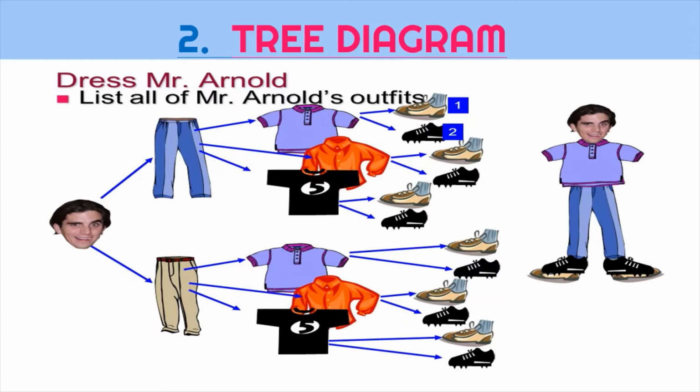Okay, this is an example of the diagram. Dress Mr. Arnold. So list of Arnold's outfit. This is Mr. Arnold. So he has 2 kinds of pants. Then, pwede niyang i-partner sa tatlo niyang klaseng pants or shirts. Then, shoes. So, pwede siyang mamili kung ano yung ipapartner dito sa pants niya. And then, kung anong shoes yung ipapartner para magkaroon siya ng outfit of the day.